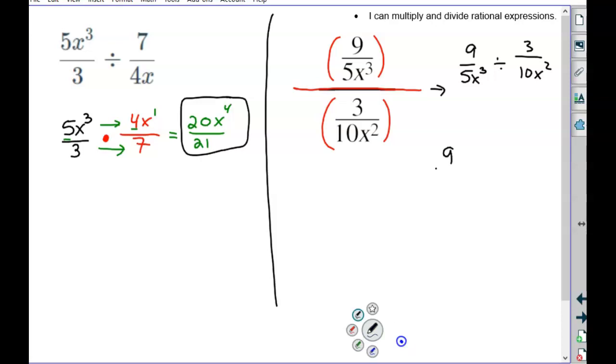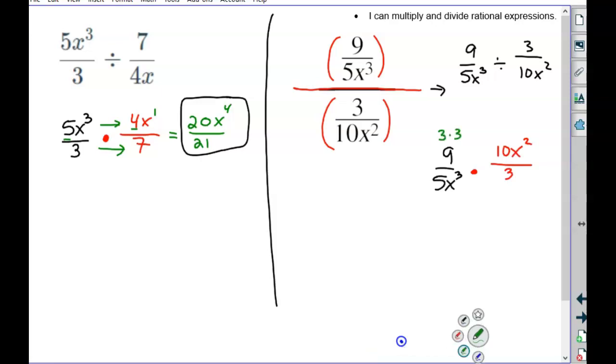Alright, so this is what I would do. Change it to multiplication by the reciprocal. And you don't have to do this, but this is the way my brain works. So, isn't 9 3 times 3? And isn't 10 5 times 2? So, I basically factored, maybe I'll just put the x squared there. I factored those, and now I can reduce.